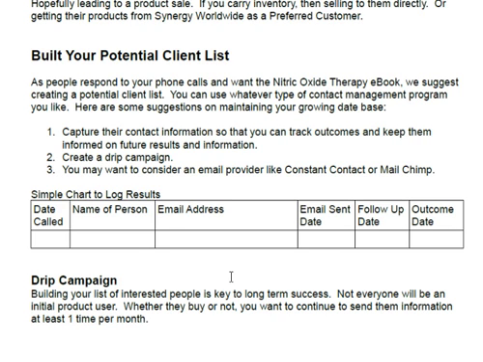But what you do want to do is build your potential client list. As people respond to your phone calls and want the Nitric Oxide Therapy ebook, we suggest creating a potential client list. Now, you can use any type of contact management program you like, but here are some suggestions. One, you want to capture their contact information so that you can track outcomes. You want to be able to create a drip campaign, and you want to maybe consider using an email provider like Constant Contact or MailChimp. I personally prefer MailChimp. I used to use Constant Contact. I now use MailChimp.